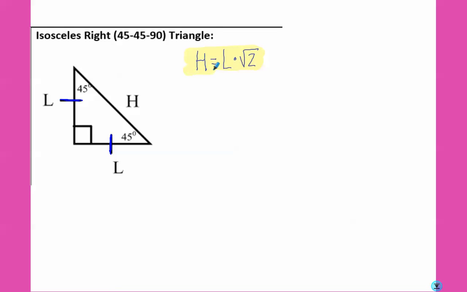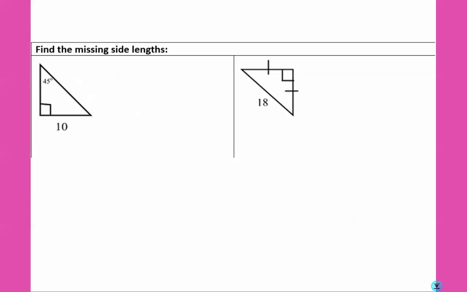So you're going to have to memorize that. The hypotenuse is the leg times the square root of 2. So let's use that to help us find the missing side lengths.